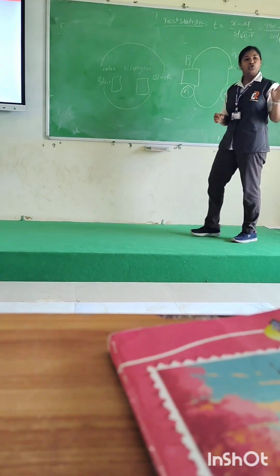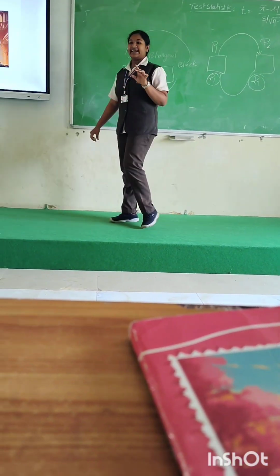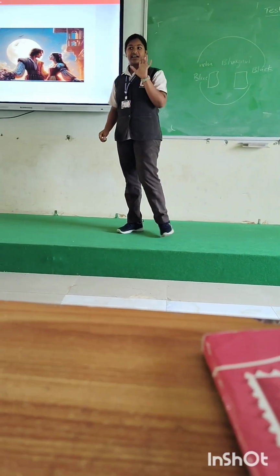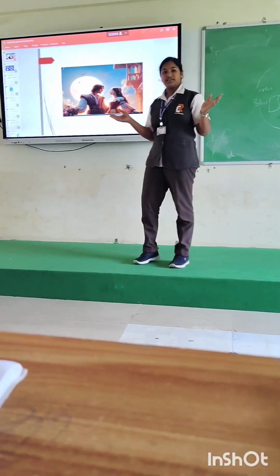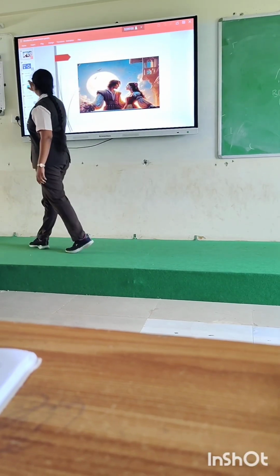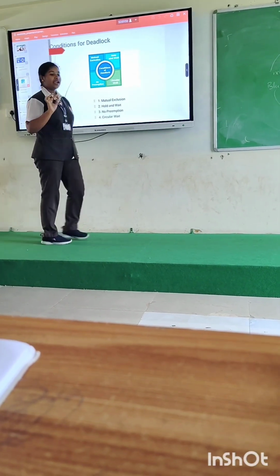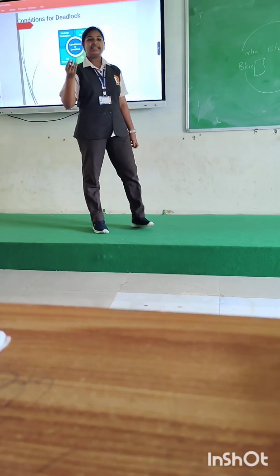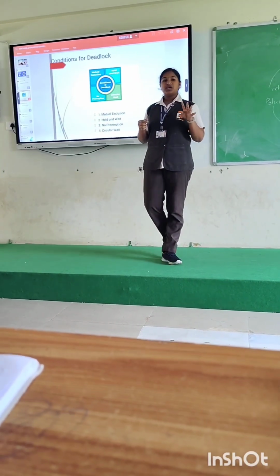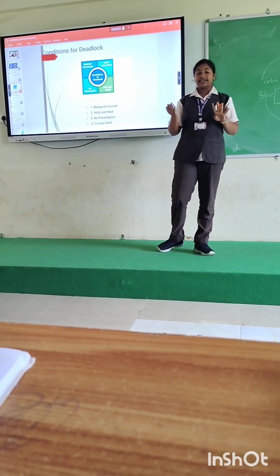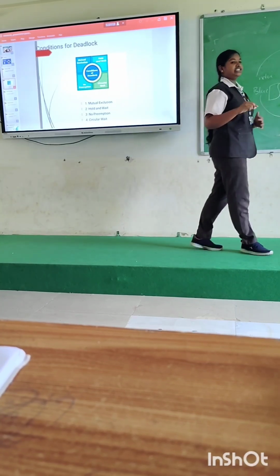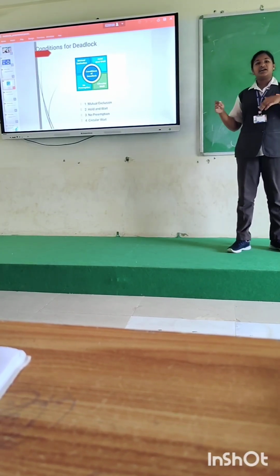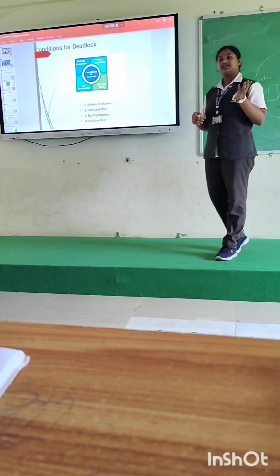The next condition is no preemption. A resource cannot be taken forcefully from a process. Example, the teacher cannot take the pen from Neha and give it to Bhargavi. In an OS, we say a resource cannot be removed from a process automatically. They must release it voluntarily. This is called no preemption.